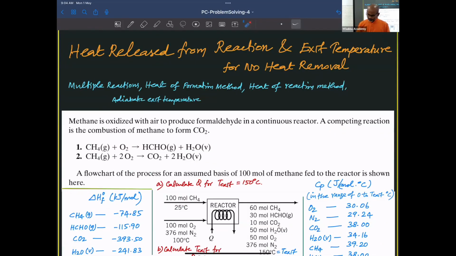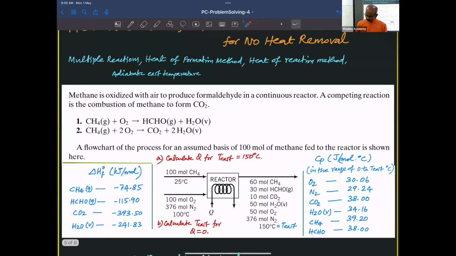This problem is about heat release from reaction and finding the exit temperature for no heat removal. It involves multiple reactions, the heat of formation method and the heat of reaction method, with the terminology as given by Felder, and again finding the adiabatic exit temperature. For these two reactions, we are given the heat of formation data, the feed and product moles, the feed and product temperatures, and additionally Cp data applicable over the range of temperature of interest.